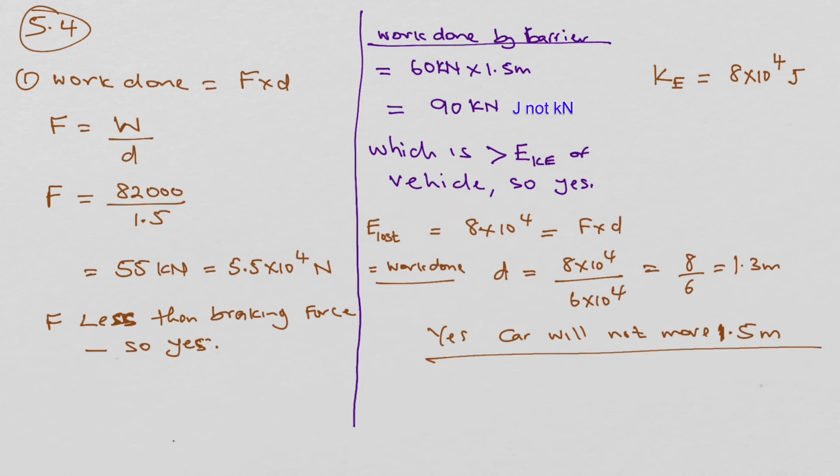Another way of doing that is to say the energy loss is going to be 8 times 10 to the power 4, because that's the energy loss there. 8 times 10 to the power 4 will be equal to force times distance. That's kinetic energy here. And the work done is going to be equal to the kinetic energy, which is force times distance, and force is 660 kilonewtons. So if we find d, that would be 8 times 10 to the power 4 over 6 times 10 to the power 4. The 10 to the power 4 cancels out, and 8 over 6 is 1.35 meters. Yes, the car will not move 1.5 meters.